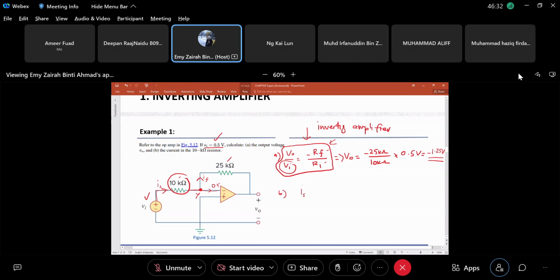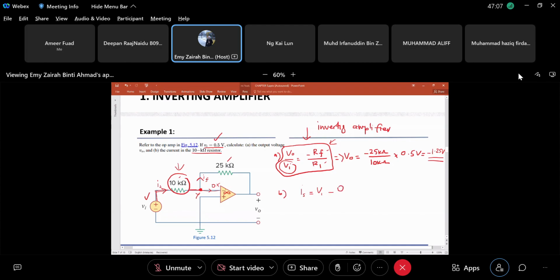Since the resistance is infinite, it means very big, so big that current cannot enter. So current also cannot enter there, it is zero, and all of it flows through the feedback loop, the feedback resistance. In this case we want to find the current in this branch, meaning the 10 kilo ohm resistor here. So IS equals V input minus V minus, 0.